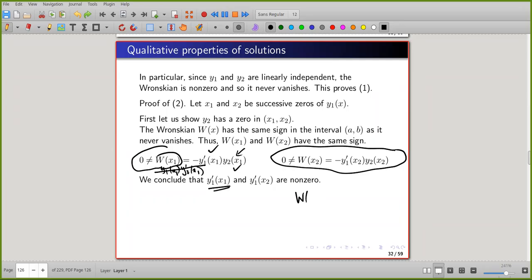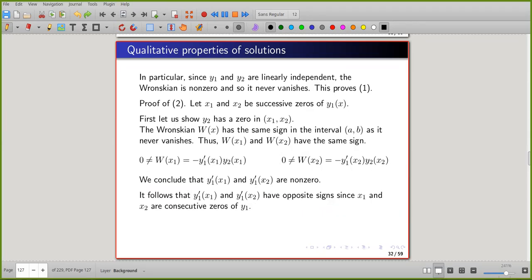Here W of x2 is y1(x2) y2'(x2) minus y1'(x2) y2(x2). But y1(x2) is 0, so this term vanishes and only this one remains. And this is non-zero, so y1'(x1) and y1'(x2) are non-zero. It follows that y1'(x1) and y1'(x2) have opposite signs, since x1 and x2 are consecutive roots of y1.